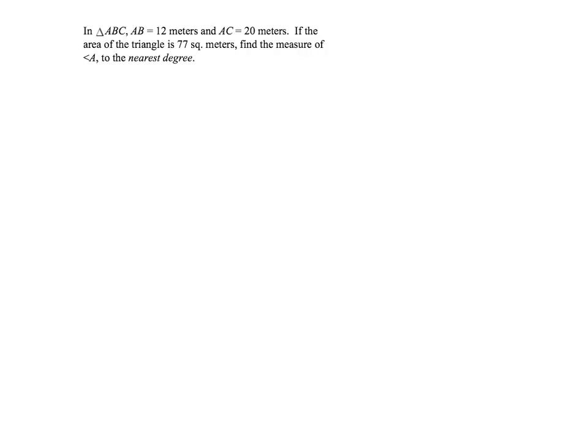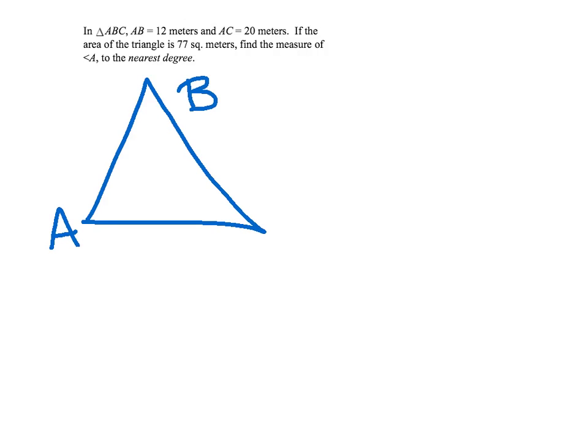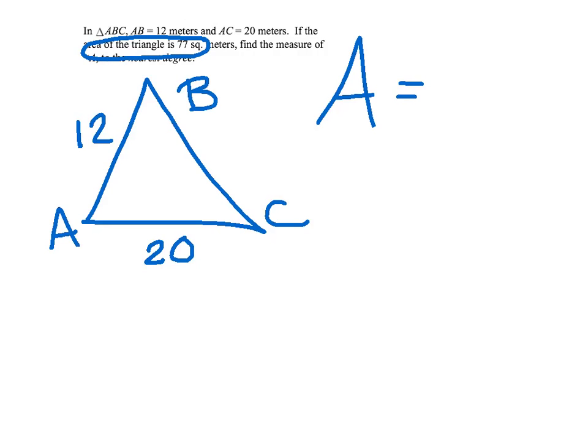In triangle ABC, so we'll quickly label it, A to B is 12, A to C is 20. And this time they're telling you the area is 77. So let's make a note of that off to the side. Find the measure of angle A. So I'm going to put an X there in angle A.